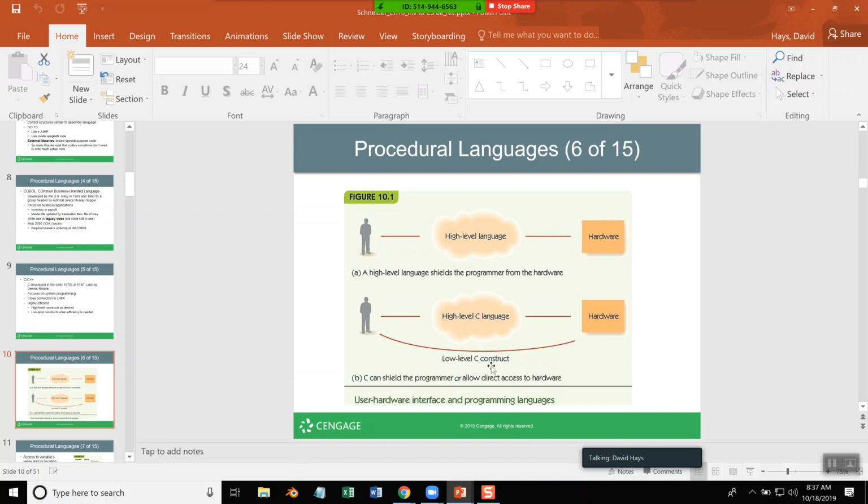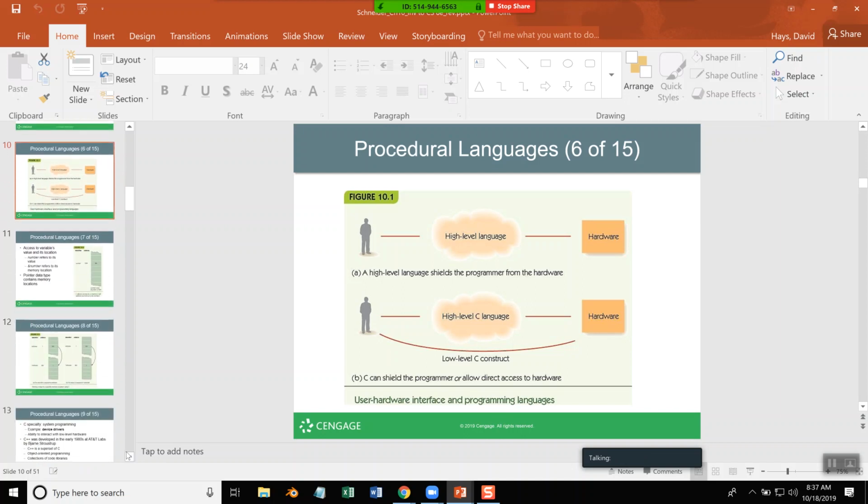Now, with the low-level C construct, you not only have this high-level C language, but then you also have this construct going through here where you can interface directly with the hardware. Although I don't think I've ever done it, you can embed assembly language inside of your C language. So it provides that flexibility.